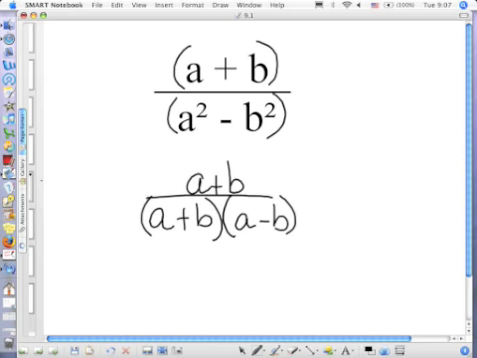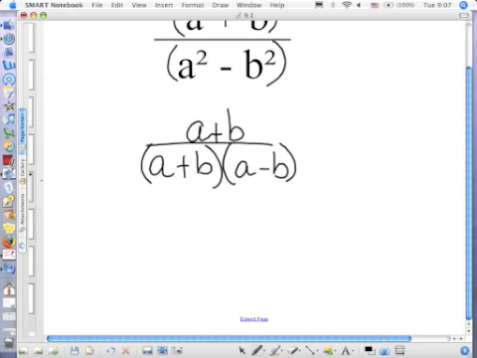Next, we need to restrict. How do you restrict when there's more than one variable? Just pick one variable and restrict that one, and it automatically takes care of the other one. So what can a not equal? A can be 0. A cannot be negative b. If this was a 2, we'd say a can't be negative 2, right? So if it's b, then a can't be negative b. It can also not be positive b.